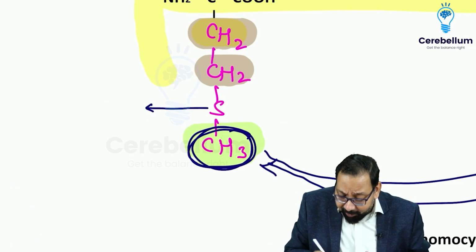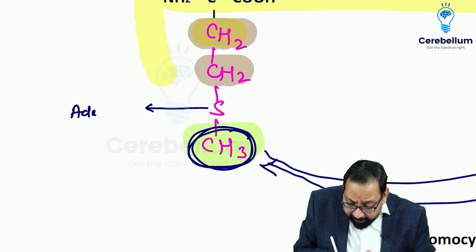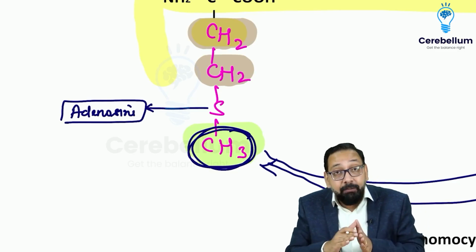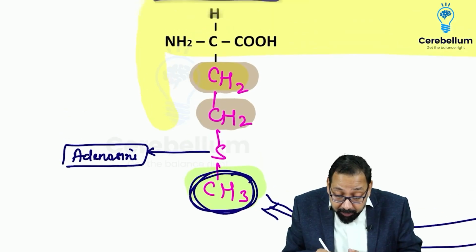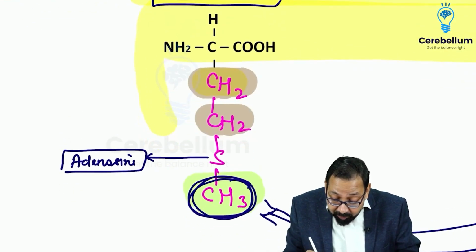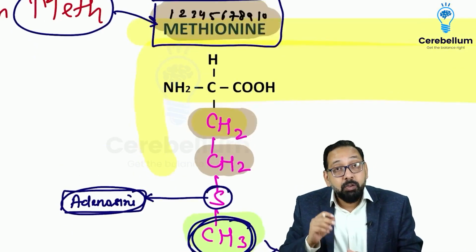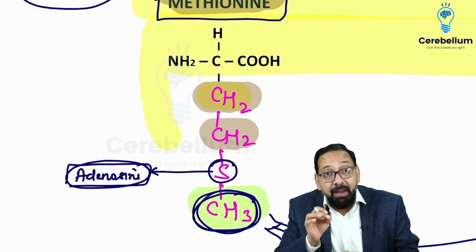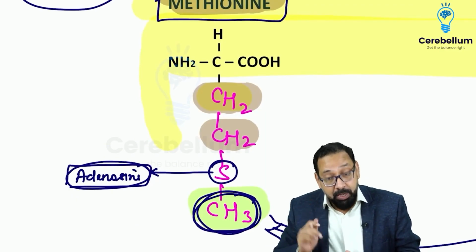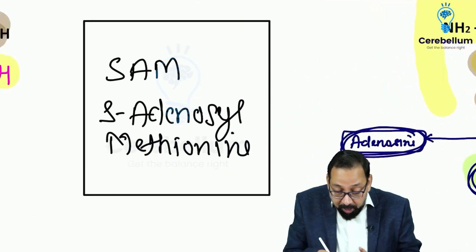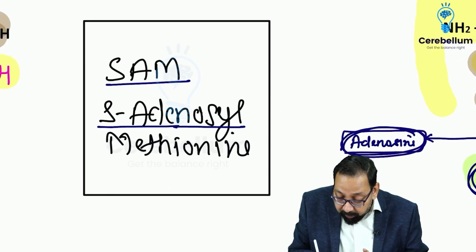This sulfur interacts with adenosine. And when sulfur interacts with adenosine, you will say this is S-adenosyl methionine. It means that methionine which is having adenosyl at sulfur. So S-adenosyl methionine, SAM. So SAM is S-adenosyl methionine.